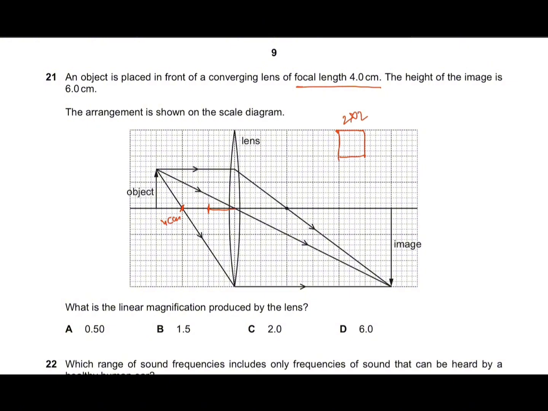With a height of 6 centimeters, we have 2, 2 and 2, altogether 6 centimeters, the image height. And the object height will be 2 and a half, that means 3 centimeters altogether. So now linear magnification would be image height divided by object height. In this case our correct option is C.